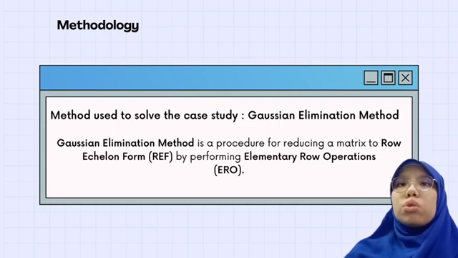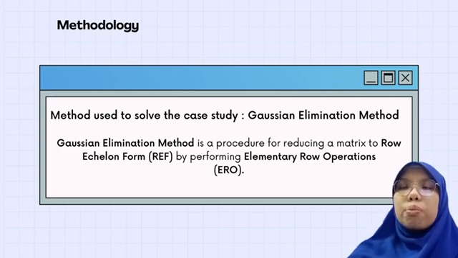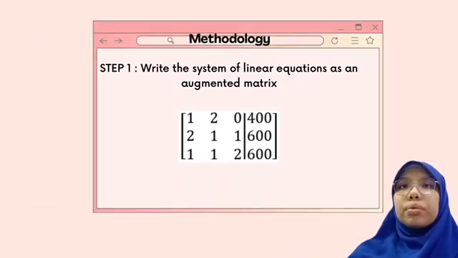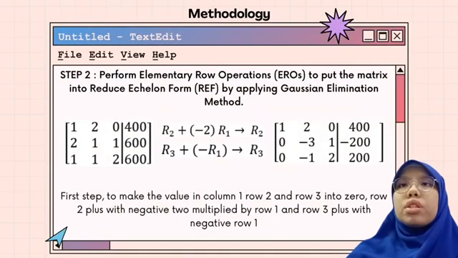The method used to solve the case study is the Gaussian elimination method. Gaussian elimination is a procedure for reducing a matrix to row echelon form (REF) by performing elementary row operations (ERO). Step 1: write the system of linear equations as an augmented matrix. Step 2: perform elementary row operations to put the matrix into row echelon form by applying the Gaussian elimination method.